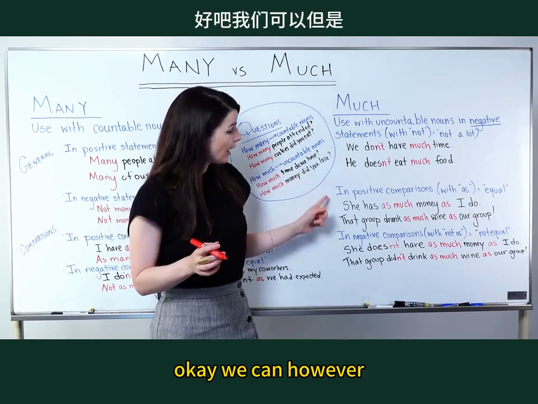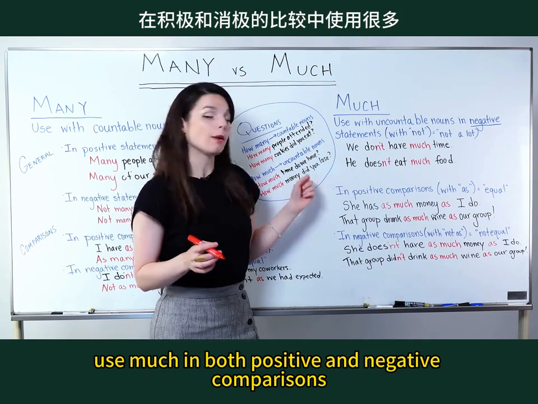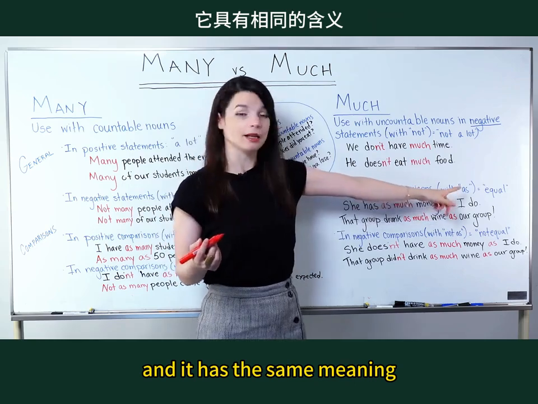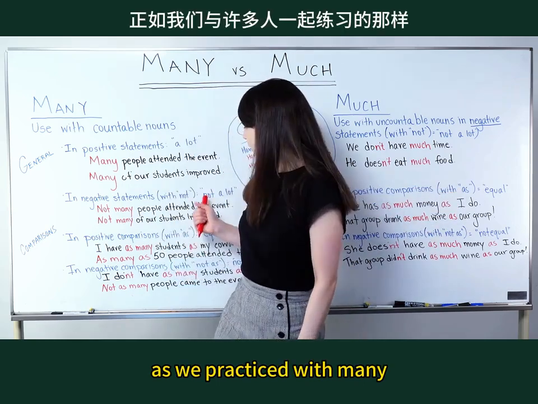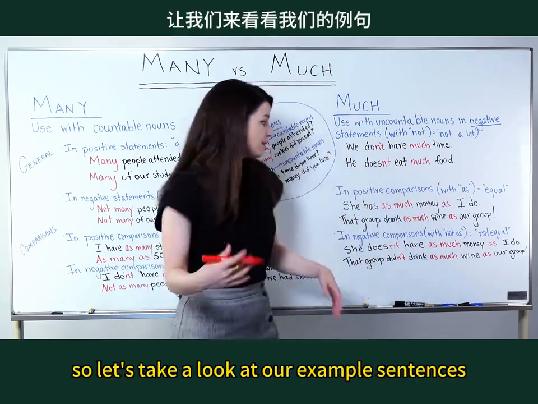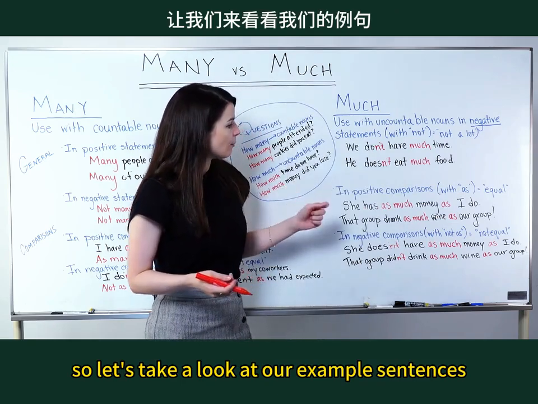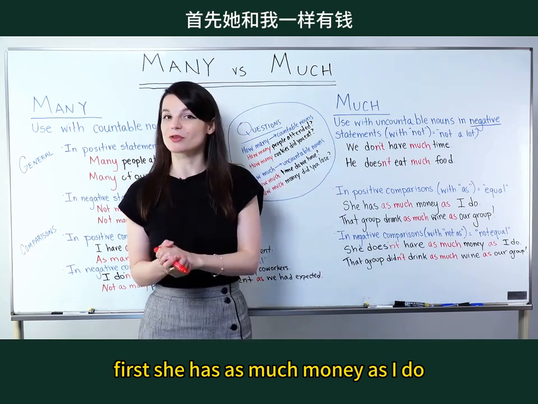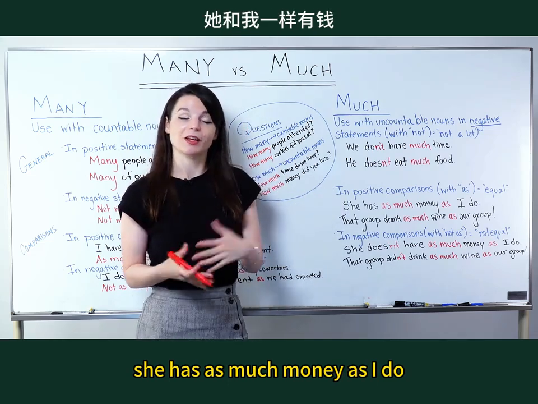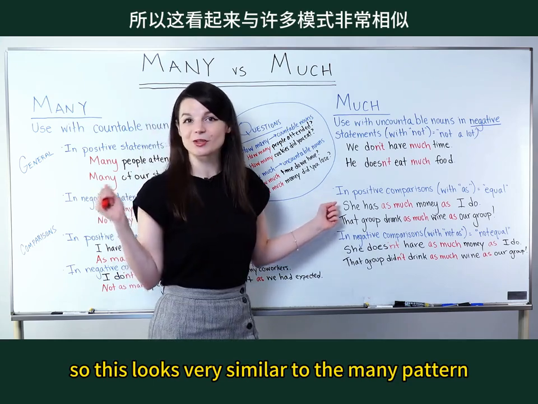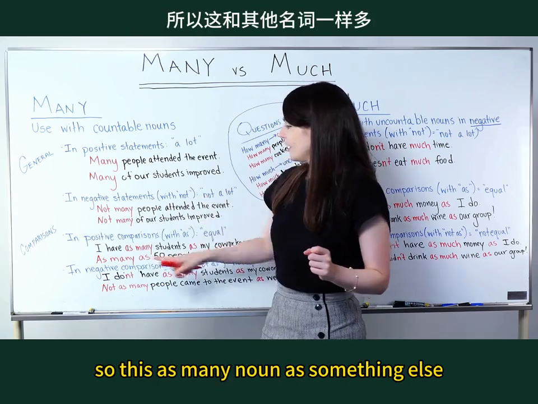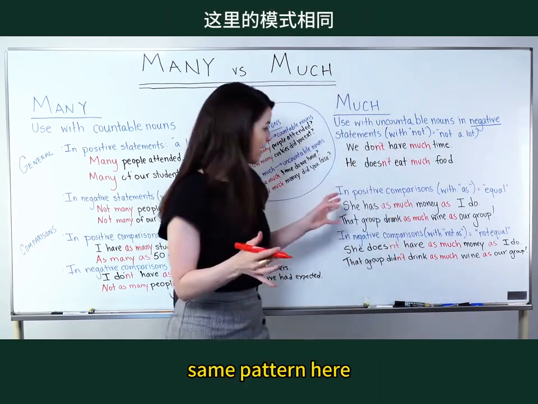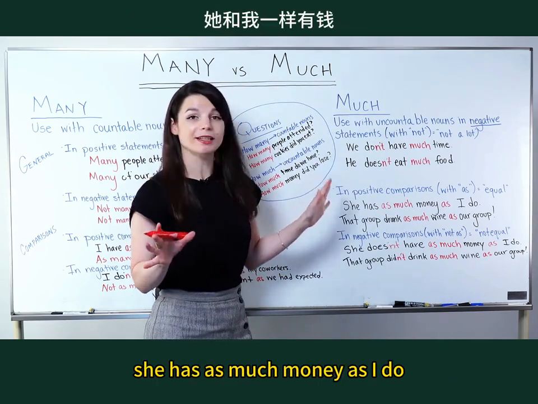Okay, we can, however, use much in both positive and negative comparisons, and it has the same meaning as we practiced with many. So let's take a look at our example sentences. First, she has as much money as I do. So this looks very similar to the many pattern: as many, noun, as something else. Same pattern here. She has as much money as I do.